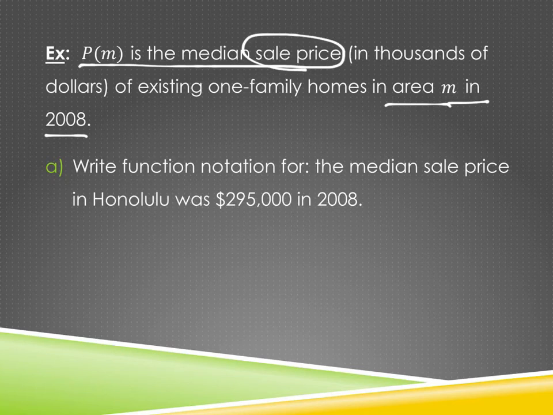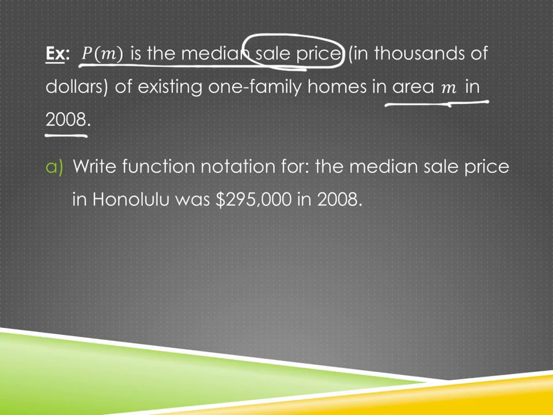So on part A, it says, write a function notation for the median sale price in Honolulu that's $295,000 in 2008. Now, the 2008 isn't irrelevant, but it plays no part in creating what I'm going to write down. It's just fixating a specific point in time because it would be different if it were 2020. Does that make sense?